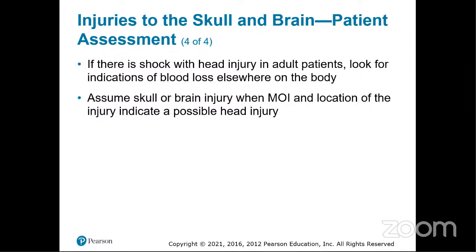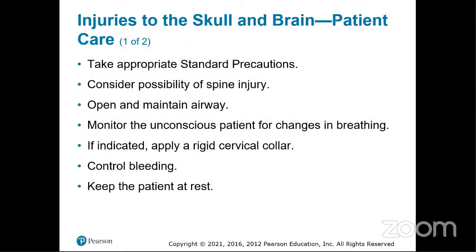If there is shock with head injury in adult patients, we're going to look for blood loss elsewhere on the body. Assume a skull or brain injury when the MOI and location of the injury indicate a possibility. So what are we going to do about it? We're going to take your always standard precautions, meaning PPE or BSI. So you have your gloves. They have the potential for projectile vomiting. I would strongly suggest eyeglasses.